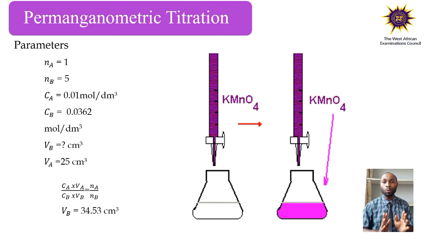The normal reaction should be KMnO4 in the burette and FeSO4 in the conical flask. But if for instance there is an inversion of it, this is what you're going to have.